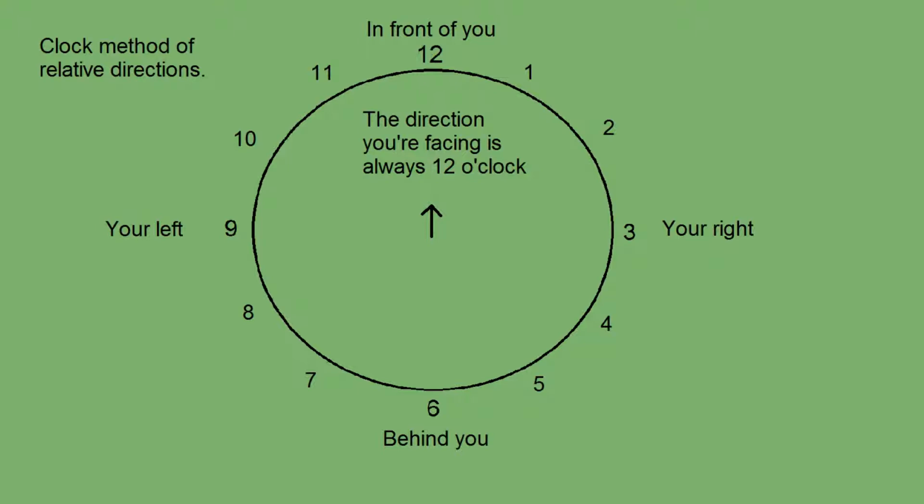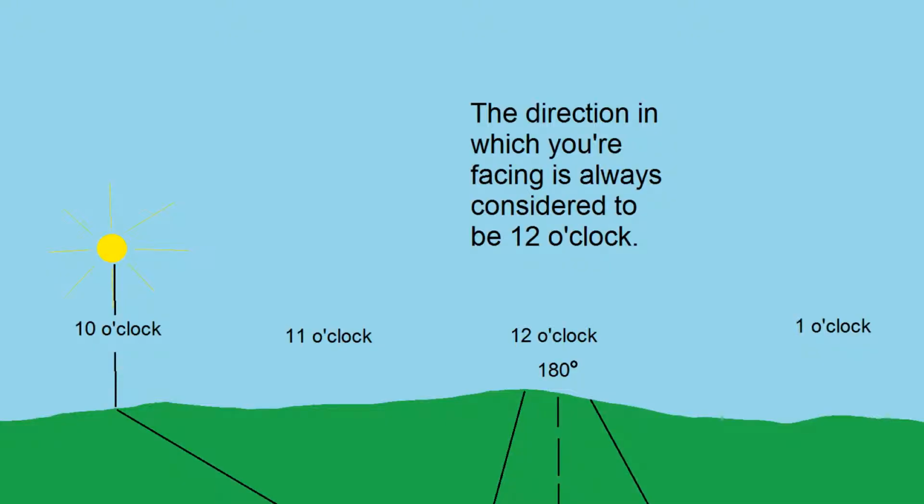3 o'clock would be off to your right. 9 o'clock would be to your left. And 6 o'clock would be straight behind you. So in this case, you want to keep the sun at 10 o'clock, or on your 10, as it's sometimes said, and you'll be heading at about 180 degrees.